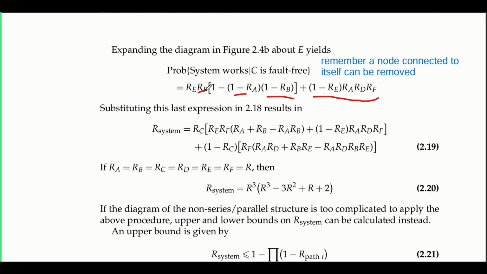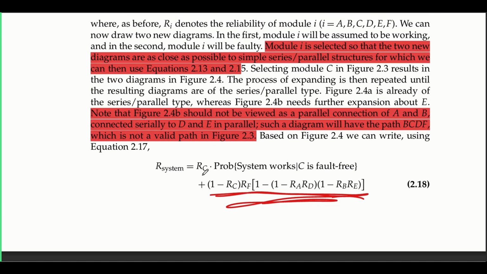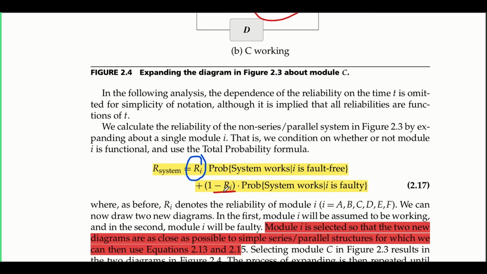Now, this is what makes it a bit confusing, but don't worry. You realize that our original formula was reliability of C times probability that the system works given that C is fault-free, plus 1 minus reliability of C times probability that the system works given that C is faulty. Realize that when C was faulty, this was the function we got. You can quickly go back and solve again. You realize I get the same thing. Now, this one was already multiplying 1 minus R of C. According to the original formula, that's what you are supposed to do.